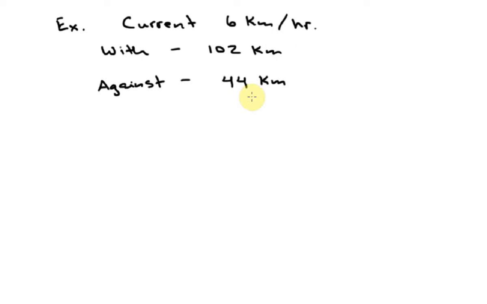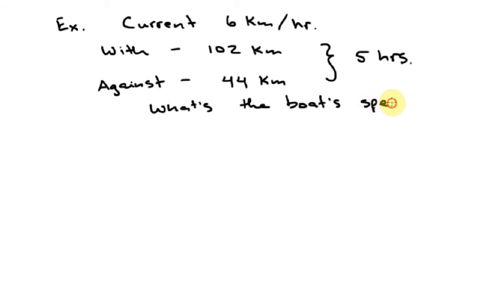And there's one other thing. The total time that we've been boating is 5 hours. Okay, so we've been 5 hours out on the water. And so here comes the question now. What's the boat's speed? And we mean in still water. When we say the boat's speed, that implies without the effect of the current.